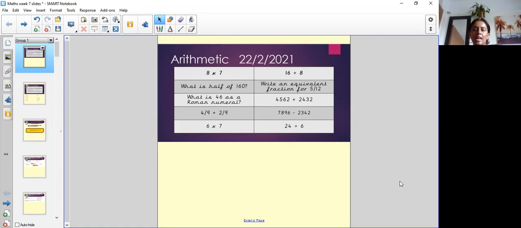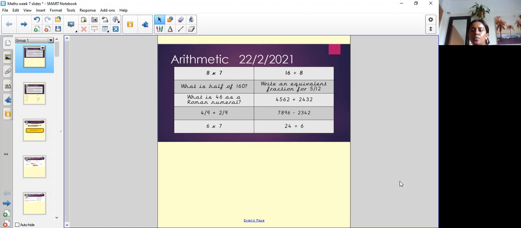So I'm just going to read out the questions to you. Number 1, 8 times 7. Number 2, what is half of 160? Number 3, what is 46 as a Roman numeral? Number 4, 4 over 9, add 2 over 9. Number 5, 6 times 7. Number 6, 16 divided by 8. Number 7, write an equivalent fraction for 5/12.